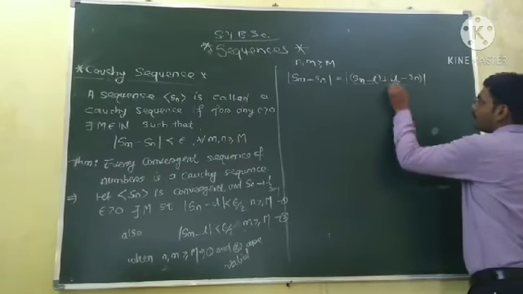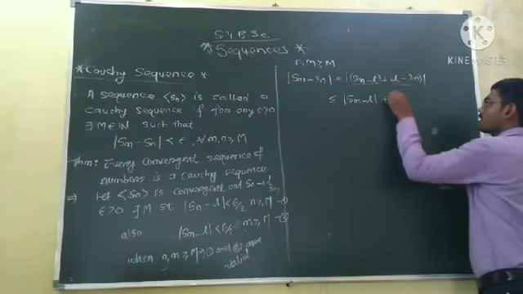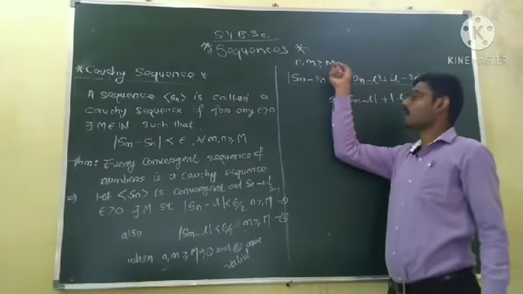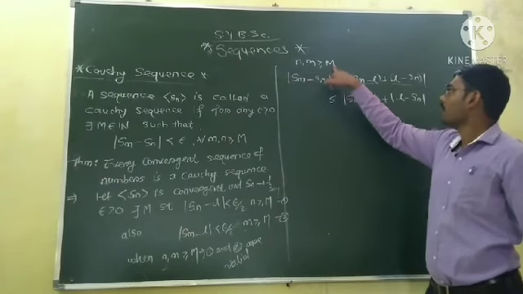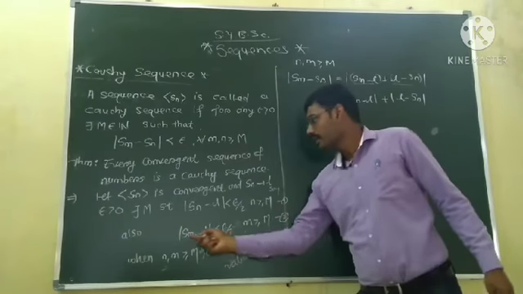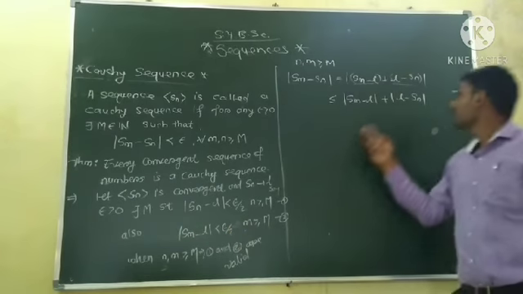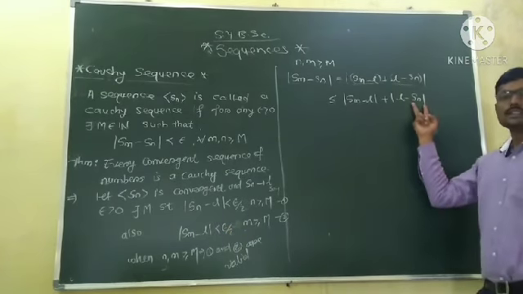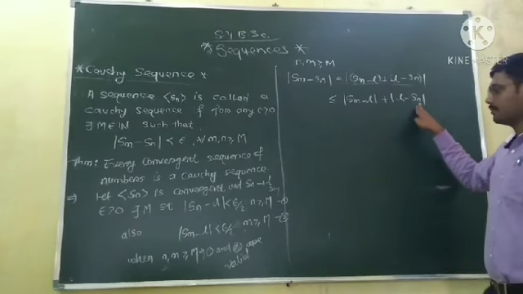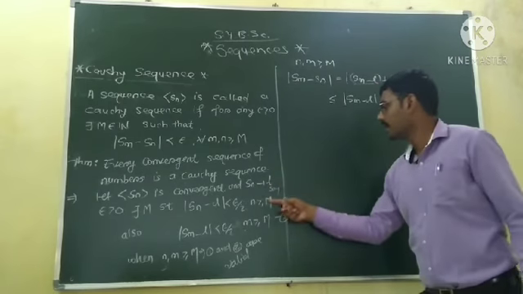So mod of a plus b is less than or equal to mod a, that is mod of Sm minus L, plus mod of L minus Sn. And we are proving this for all n and m greater or equal to M. So since n and m are greater or equal to M, this mod of Sm minus L is less than epsilon by 2. Similarly, mod of L minus Sn is equal to mod of Sn minus L, because mod of a minus b is equal to mod of b minus a. So mod of L minus Sn, that is mod of Sn minus L, is also less than epsilon by 2 for n greater or equal to M or m greater or equal to M.